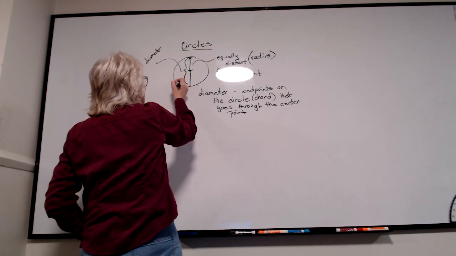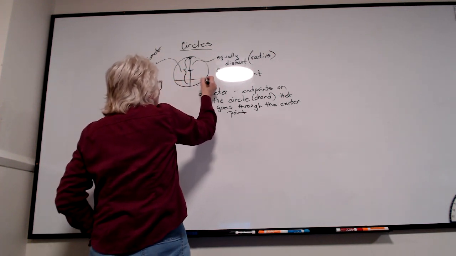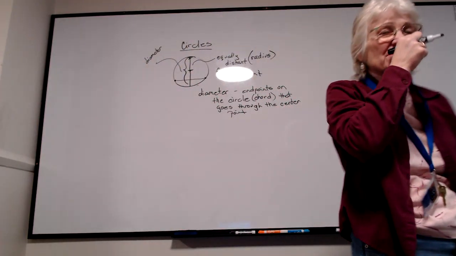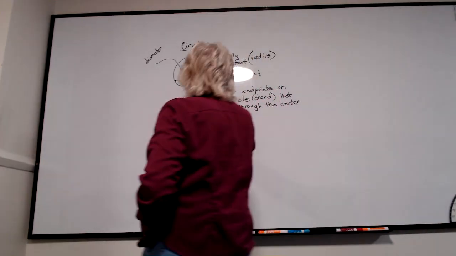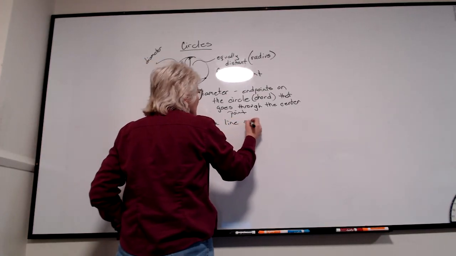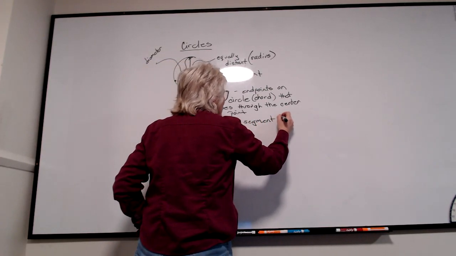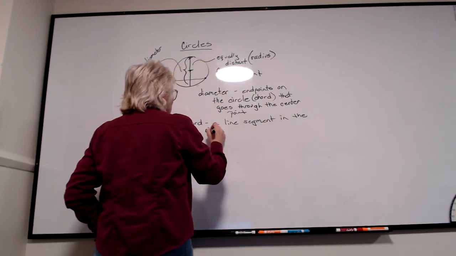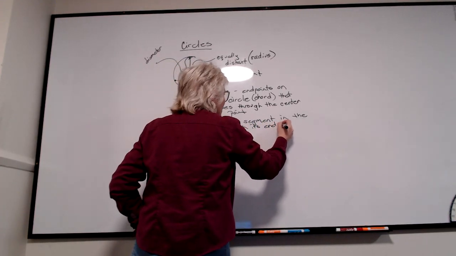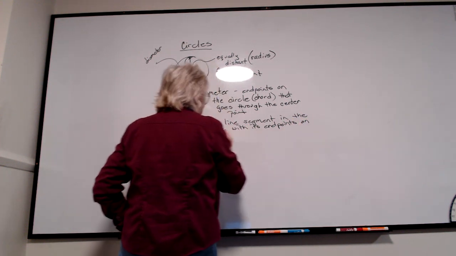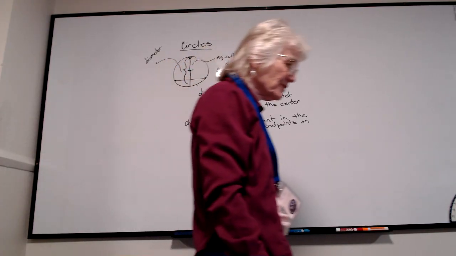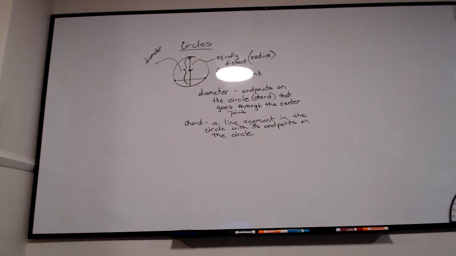We also defined a chord as any line segment that has its endpoints on the circle. So a chord is a line segment in the circle with its endpoints on the circle. So you can have an infinite number of these inside the circle, okay?